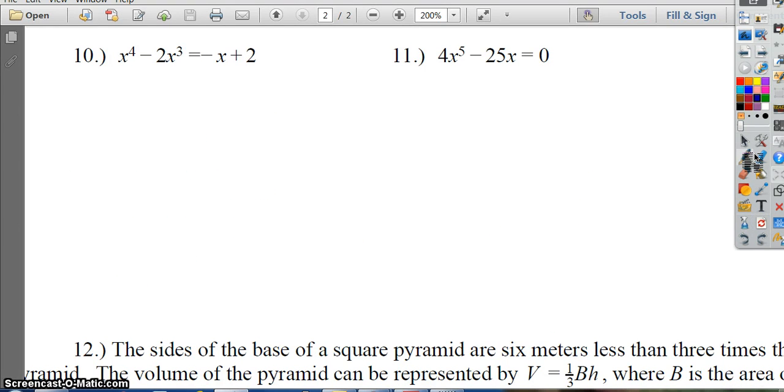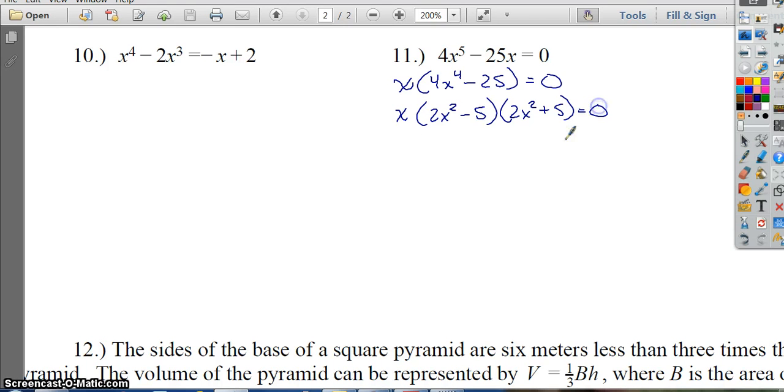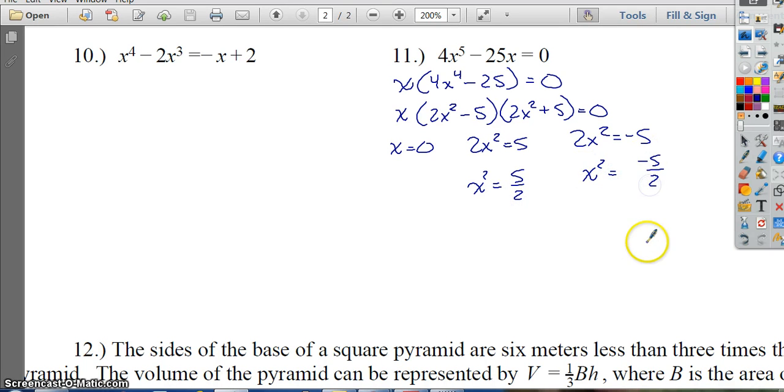Going to 11. Okay, so this is going to be GCF of x. So that's going to leave me with 4x to the 4th minus 25. These are conjugates. This is 2x squared minus 5 and 2x squared plus 5. That equals 0, so x is 0. 2x squared equals positive 5. 2x squared equals negative 5. So x squared equals 5 over 2. x squared equals negative 5 over 2.